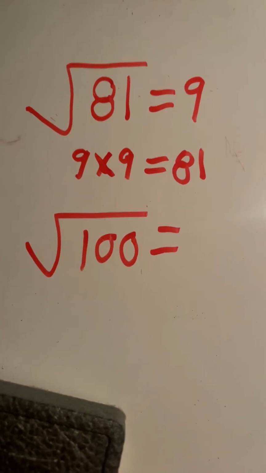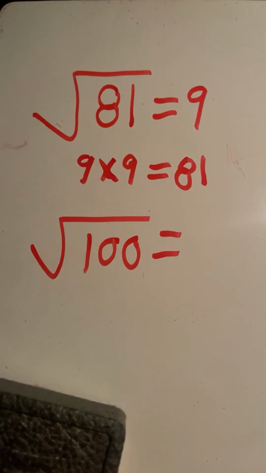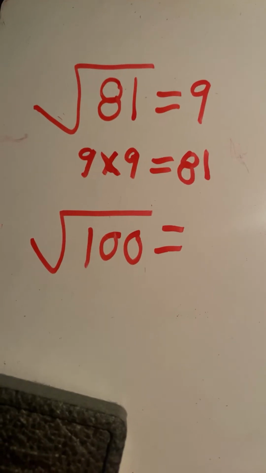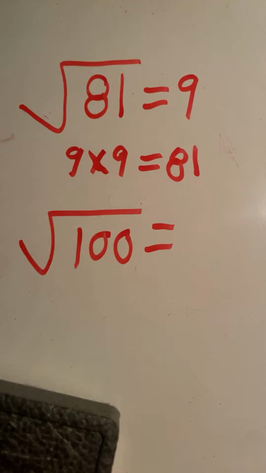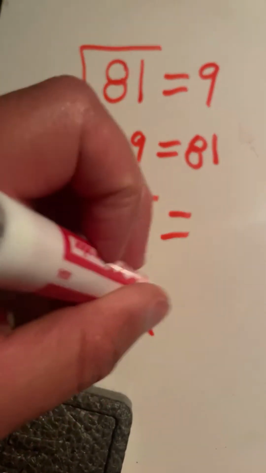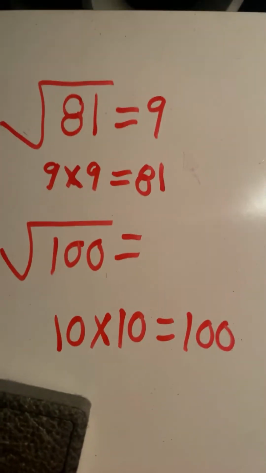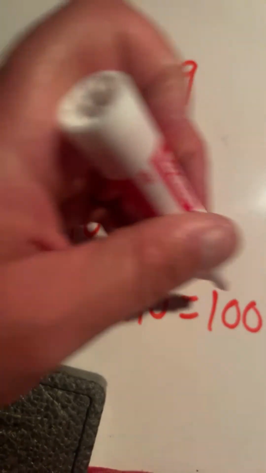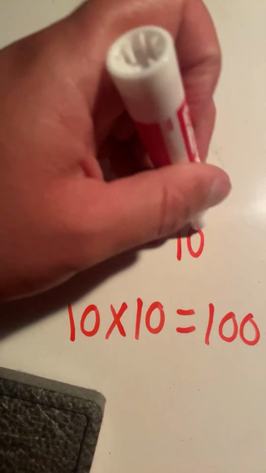All right, final problem of the video. We need to find the square root of 100. So the question is, what number multiplied by itself equals 100? Having my multiplication facts memorized, I know that 10 times 10 equals 100. So 10 multiplied by itself equals 100. The square root of 100 equals 10.